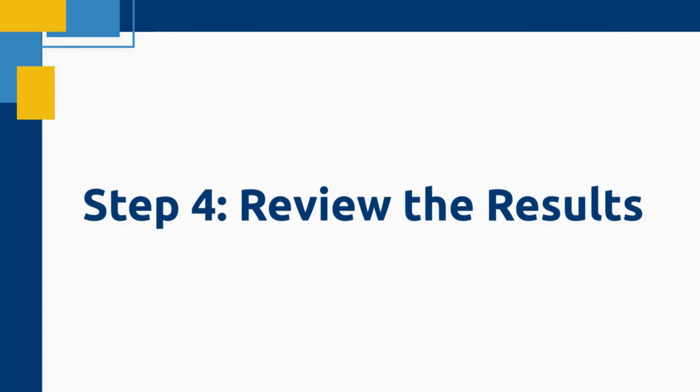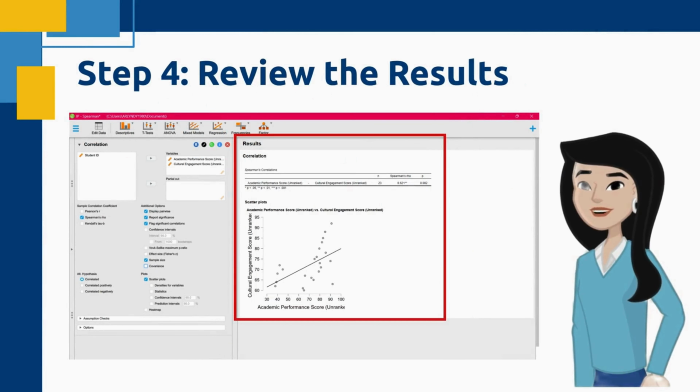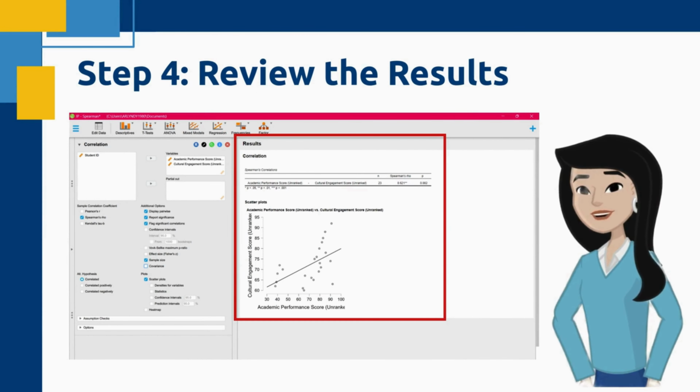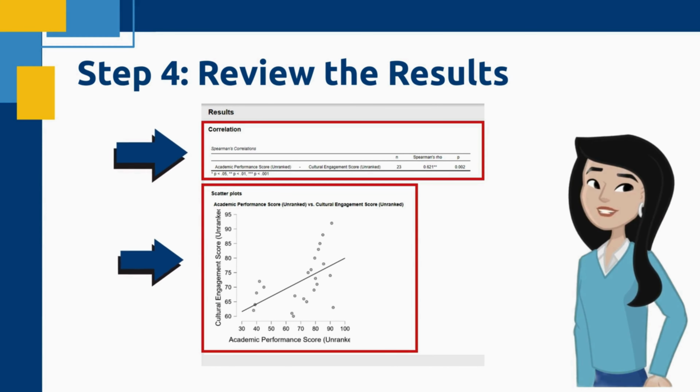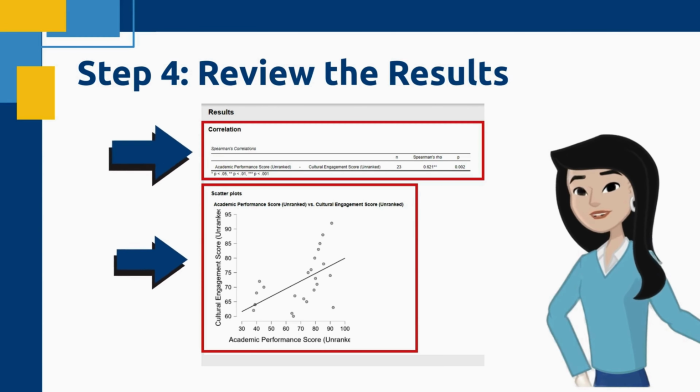Step 4. Review the results. After running the Spearman's test in JASP, you'll see your results in the output window, including a correlation table and, if selected, a scatter plot. Now let's walk through what these results mean and what to look for.